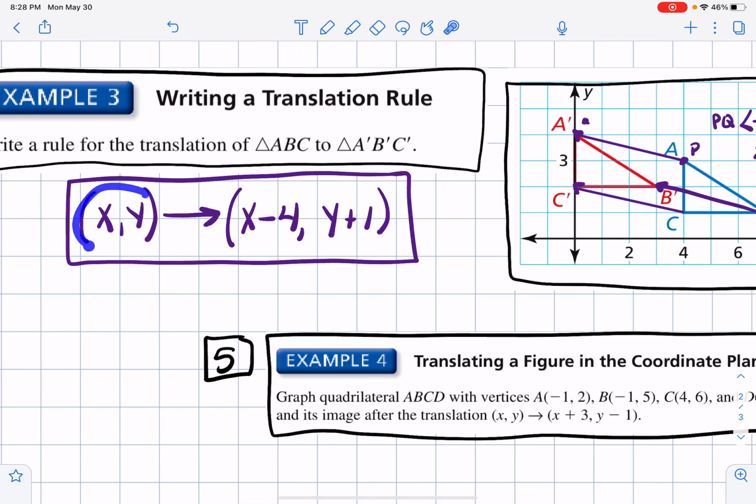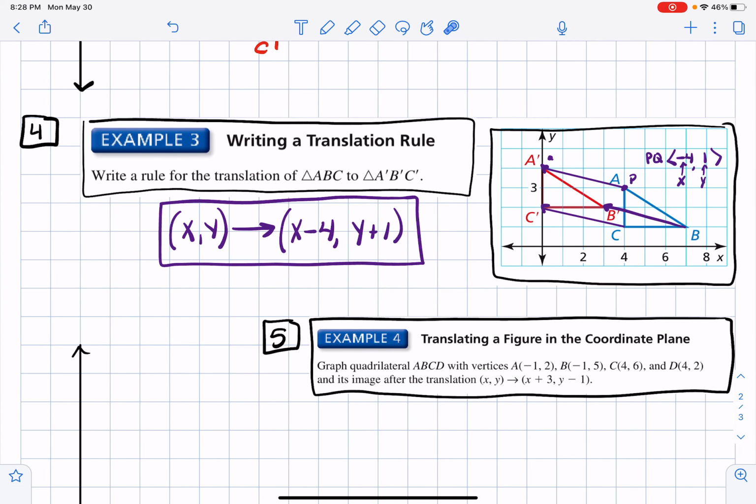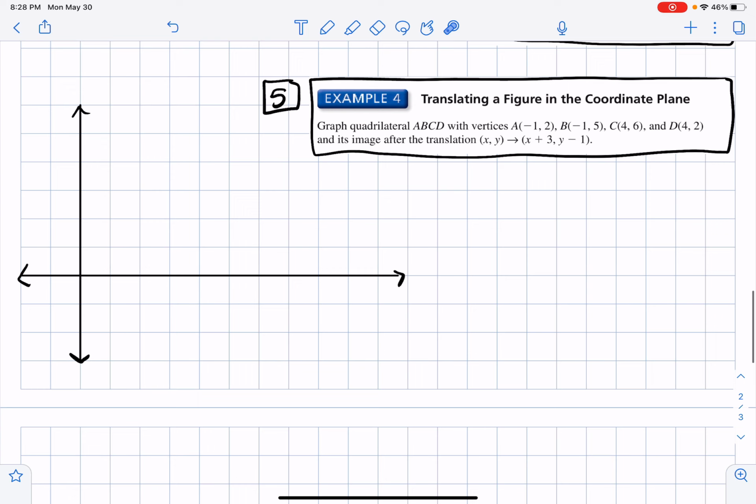So that right there is the rule for every single xy. You give me an xy, I will then apply this rule. I will subtract 4 from my x. I will add 1 to my y. And that is how I can get from triangle ABC to triangle A'B'C', also known as the pre-image and the image. So that is what they mean when they ask us to give a translation rule. Okay? All right, last box here, box number 5.